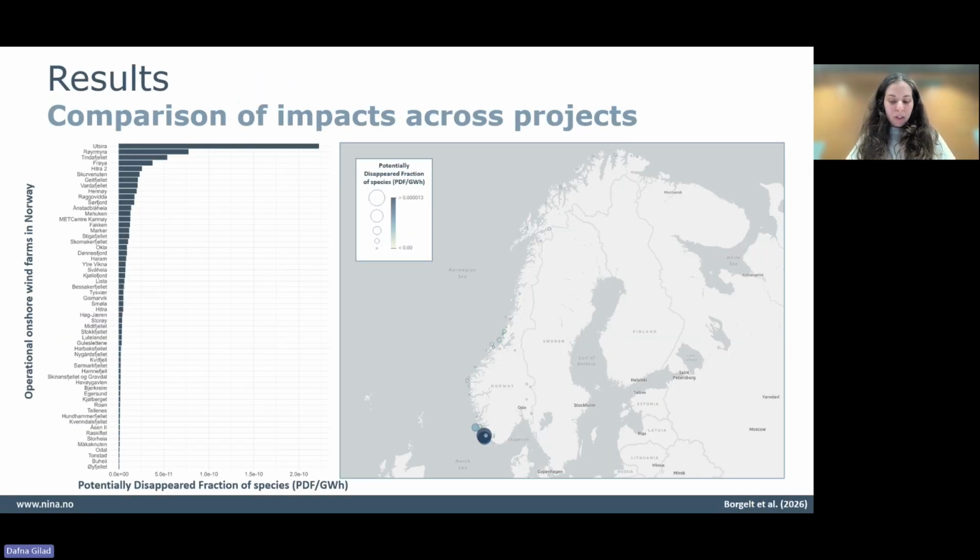And you get various results from these models. So one result can be comparison of impacts across different projects. This is an example for Norway, where on the left you can see a list of different onshore wind projects and their impact on biodiversity, and then on the right you can see them on the map.